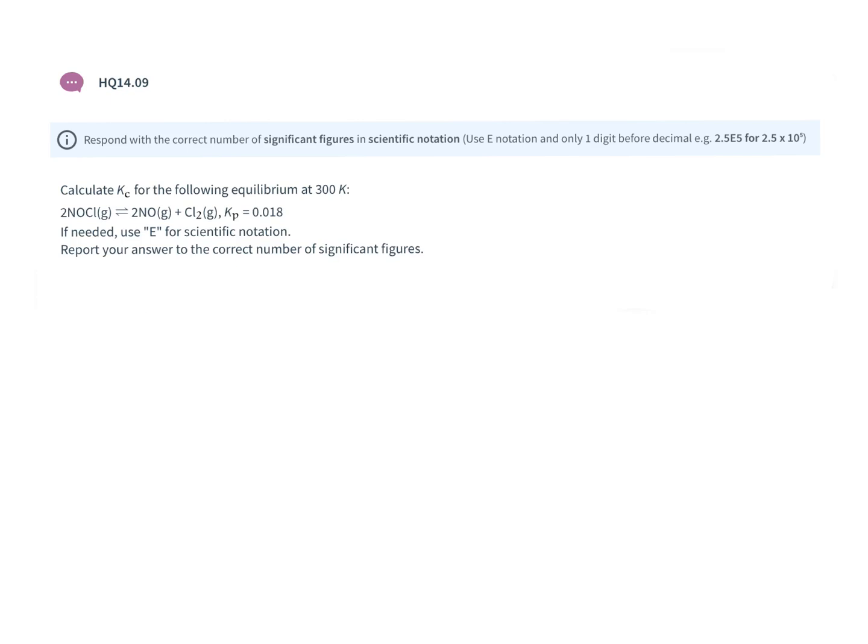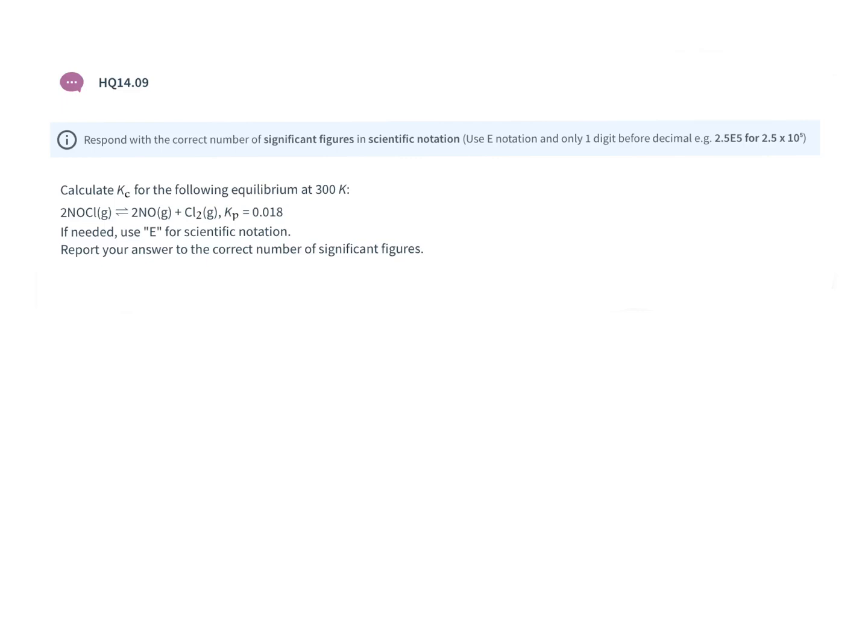For question 14.09, we're given the value of Kp for the following reaction. We've got two molecules of nitrosyl chloride decomposed to nitrogen monoxide and chlorine gas. And the Kp for that is 0.018. And we're asked to find the Kc of that reaction at equilibrium at 300 degrees Kelvin.